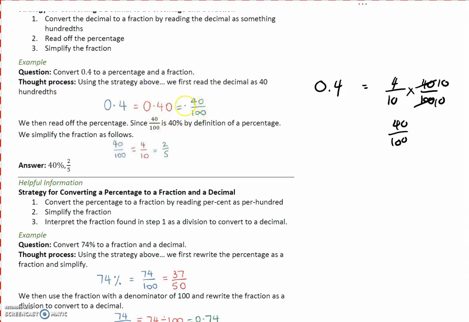Now I've got it in that out of 100 amount. So you can say that 0.4 is just 40%. And then the other one to go down to a fraction is you write it as on hundredths, and then you simplify down. So if you divide that by 10, divide that by 10, you get 4 on 10. Divide that by 2, divide that by 2, you get 2 on 5.